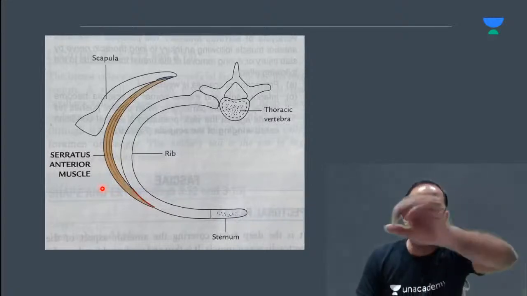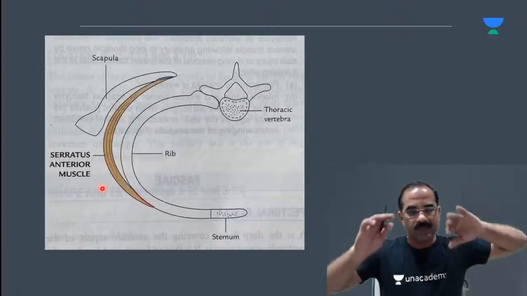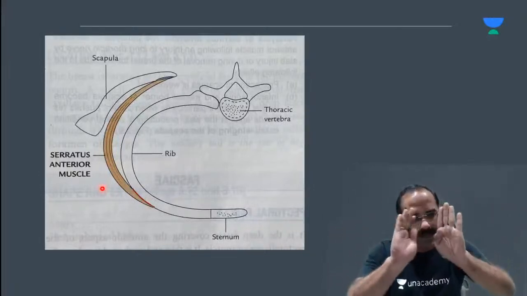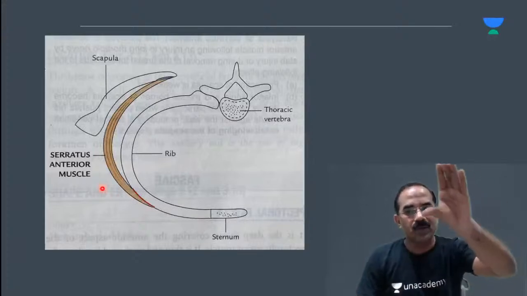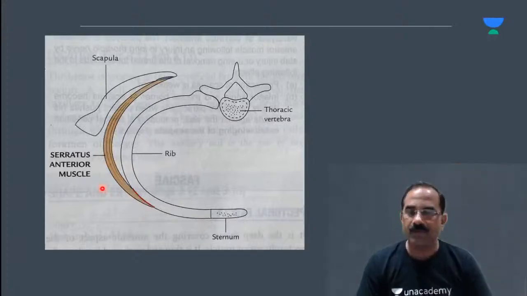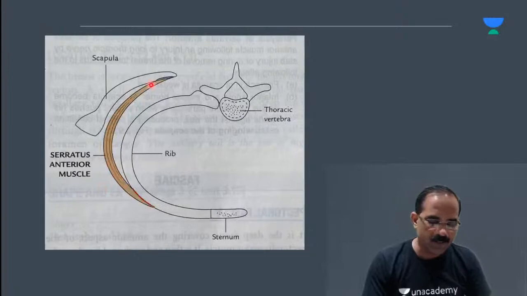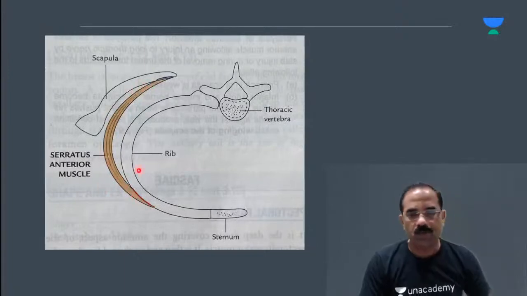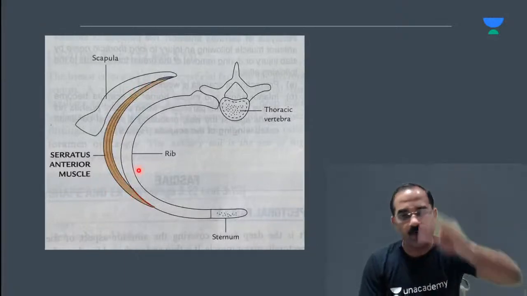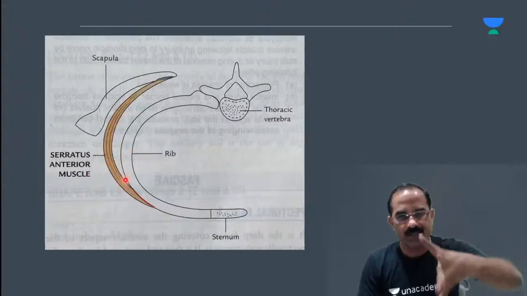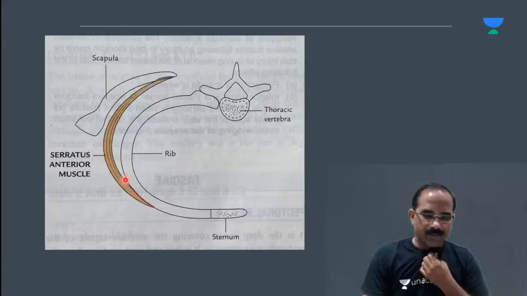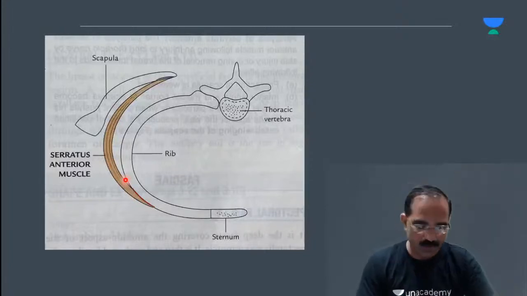So what is the action of serratus anterior? When the serratus anterior contracts, it pulls the scapula around the chest wall. This is known as protraction. This is what we call protraction of scapula. So the medial wall of axilla is formed by what? The ribs. And the muscle which begins from the ribs as digitations, that's serratus anterior. I hope this is clear to all of you.